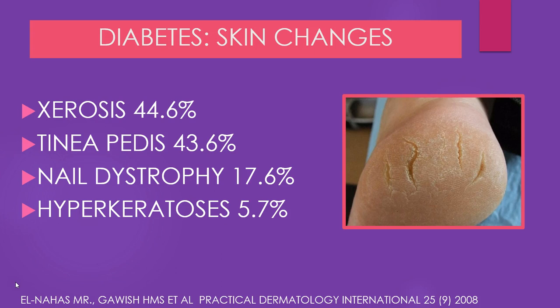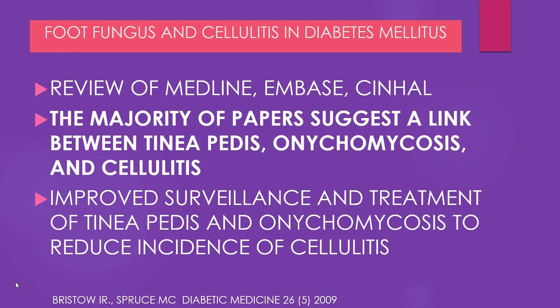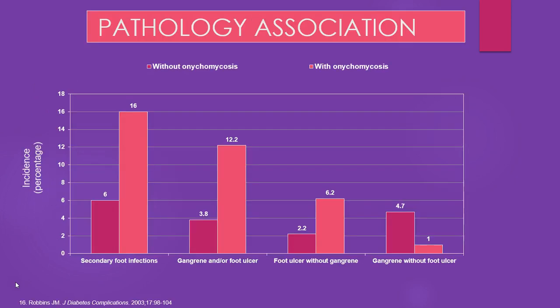More commonly seen skin changes in the diabetic patient include skin xerosis, tinea pedis, nail deformities. Another study looking at a summary, if you will, a meta-analysis of papers demonstrating that with regard to the diabetic foot, there is a clear link between tinea pedis, onychomycosis, and cellulitis. And as in other papers, the authors calling for improved surveillance and treatment of tinea pedis and onychomycosis. And I would call attention to the word treatment, and this is, I think, the critical portion of what we need to change in our paradigms.